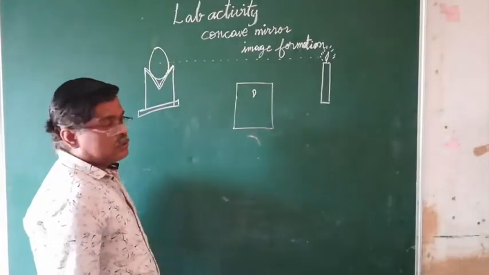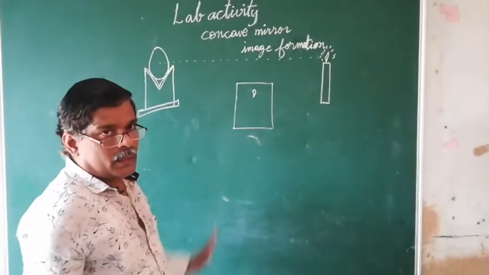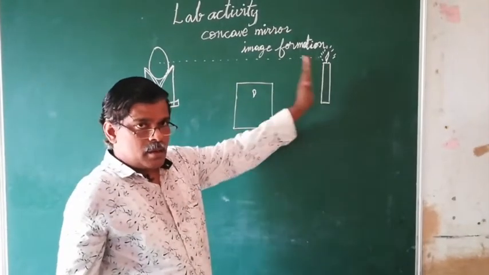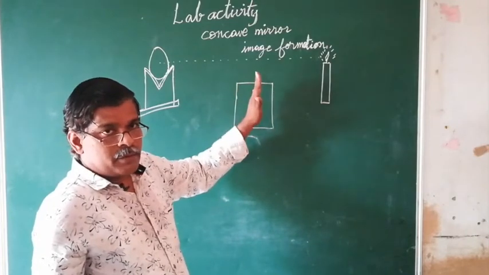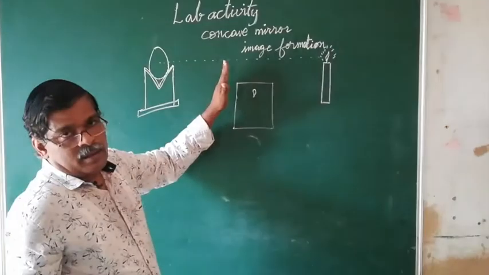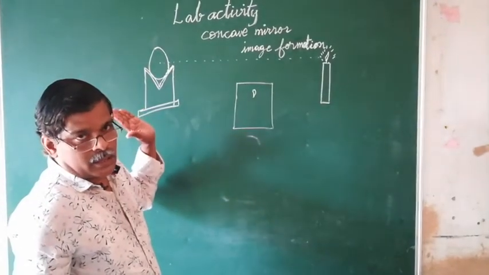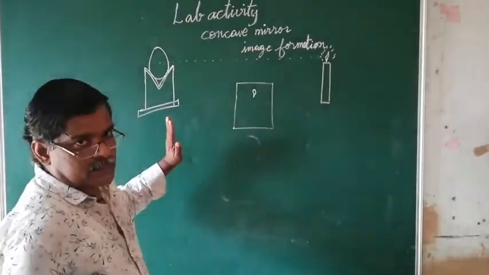Now what we should do? We can move our object beyond C, on C, on F, in between F and C, and in between mirror and F of that concave mirror. In each position we can get some images.